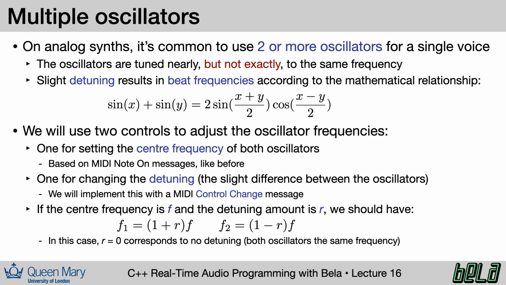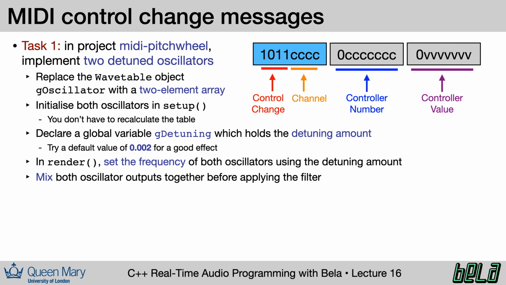We're going to do the same thing here, but using MIDI messages. The MIDI note messages will control the center frequency of the oscillators as they have been doing so far. The detuning ratio is going to be controlled by a MIDI control change message. We need to know something about the range of values we want for detuning. In this case, if we're using the formulas that we see at the bottom of the screen, we have a value of R that should range between 0 for no detuning and a relatively small amount, significantly less than 1.